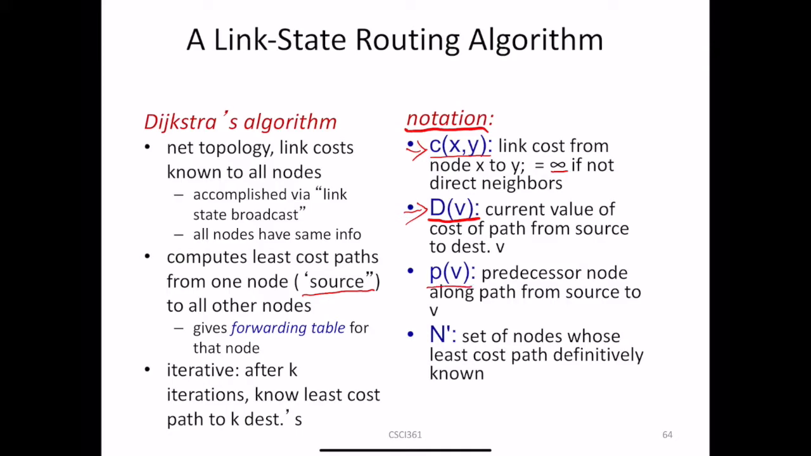p(v) is the predecessor node along the path from source to v. I can give you an example. Suppose the source node is u and the path is u, w, x, y, and v. Then p(v) will be the predecessor of v, which is router y. And N prime is the set of nodes whose least cost path is definitely known.